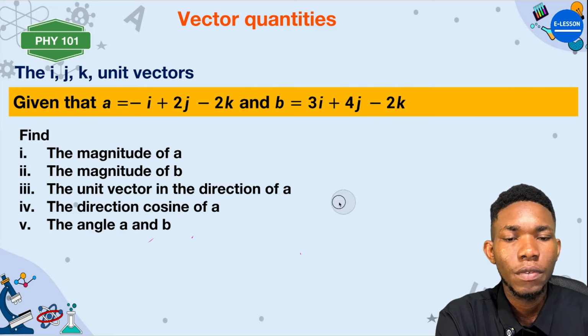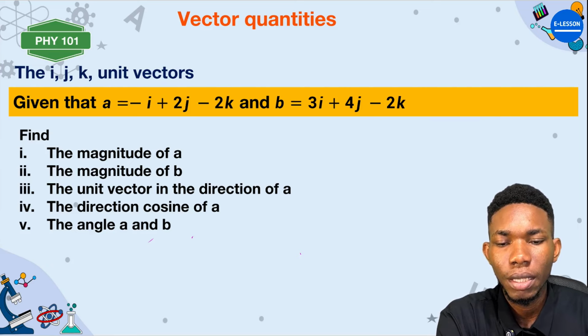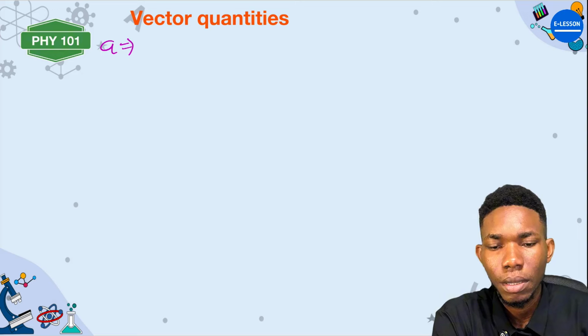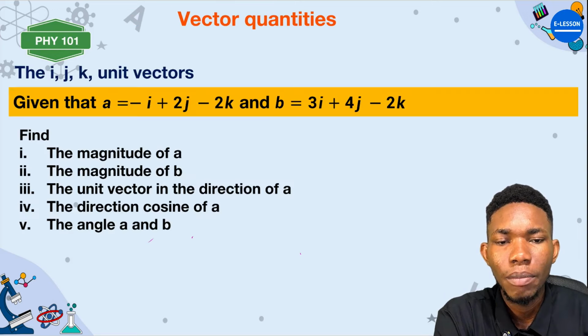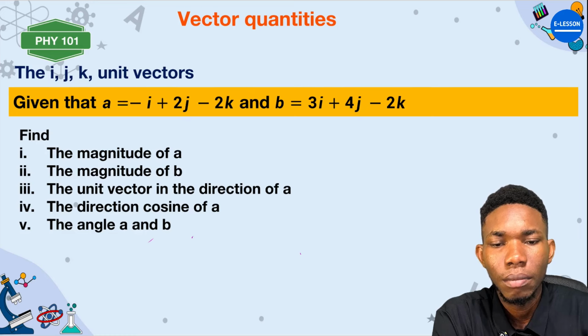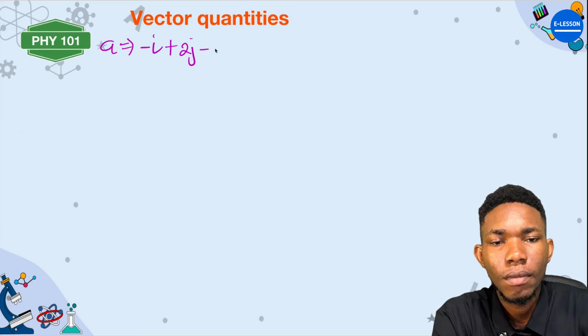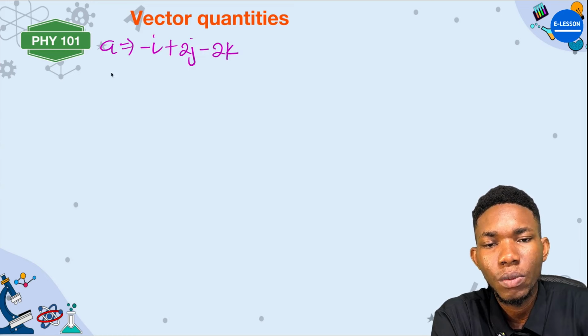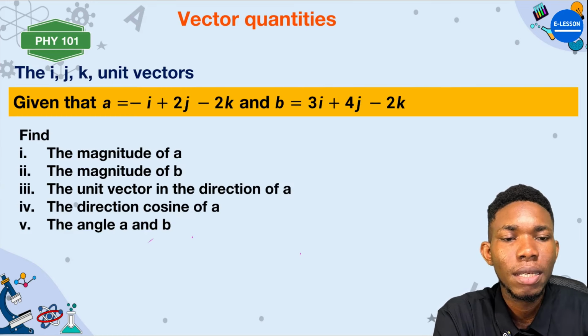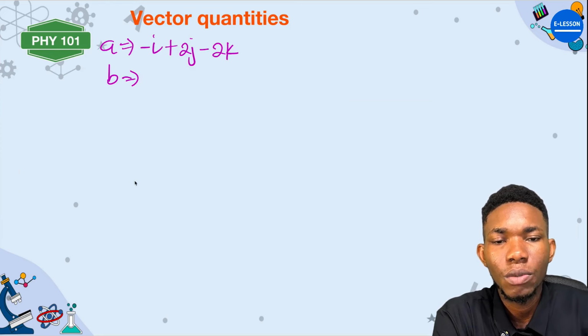All right. Now the first question says the magnitude of A. Let's take the question here. A is what? What was A? Minus i plus 2j minus 2k. So we'll have minus i plus 2j, then minus 2k. Not 2000, not 100, 2k. And then B, my dear student, is 3i plus 4j minus 2k.